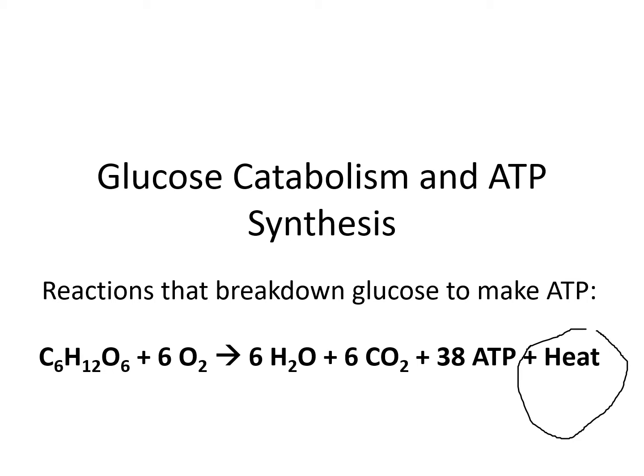So for every molecule of glucose that's catabolized, we're going to produce 38 ATPs. Of course, oxygen is going to be consumed in the reaction, and as products, 6 molecules of carbon dioxide are going to be produced, and this is what we exhale. And 6 molecules of metabolic water will be produced. So this is all from the catabolism of 1 molecule of glucose. So make sure you know this reaction.